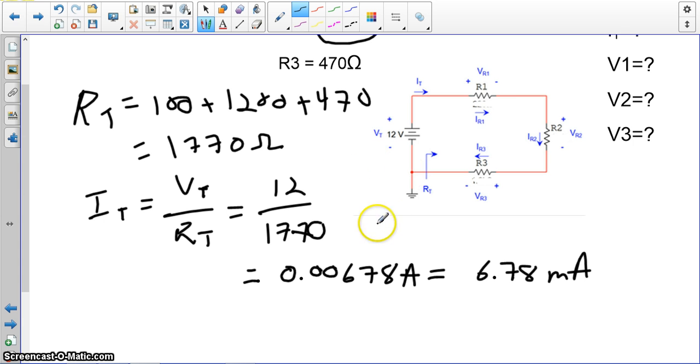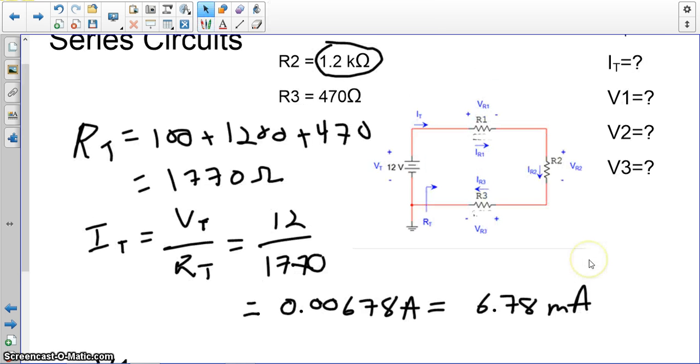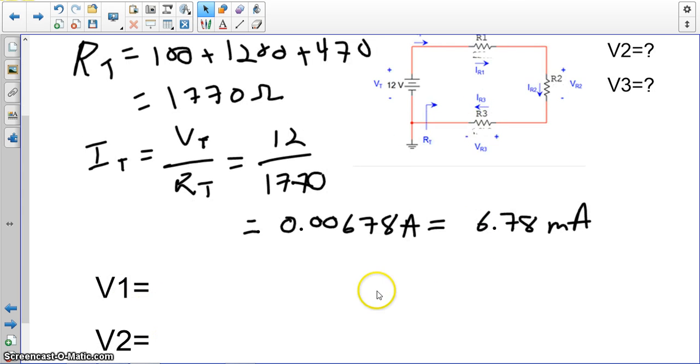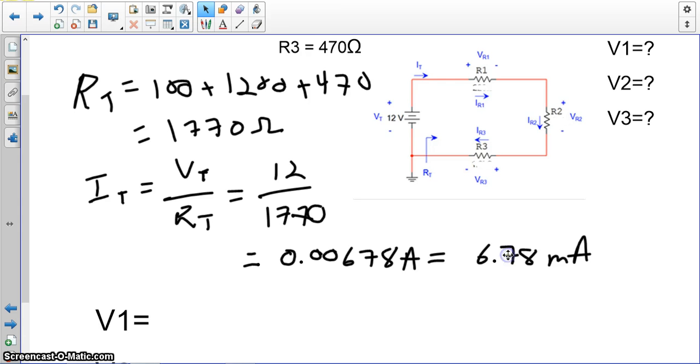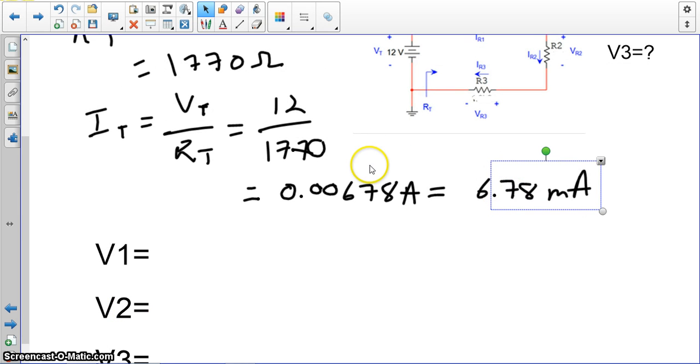And then what we can do is, now that we have the total current, and it's everywhere, no matter where. So if it's going near R1, near R2, near R3, it's all the same thing. And so to find V1, V2, and V3, to find these guys, we just use Ohm's law again. Now we're looking for V, so it's IR. So we have I, which is going to be the same for all of them.